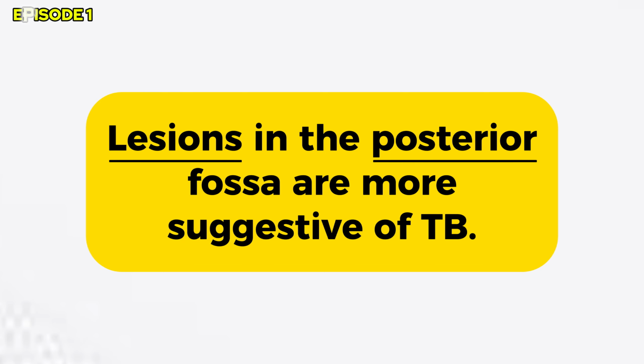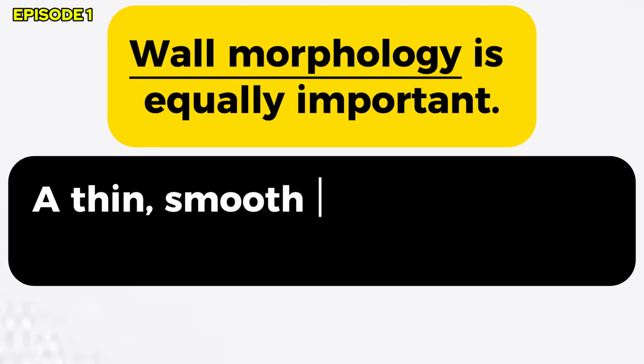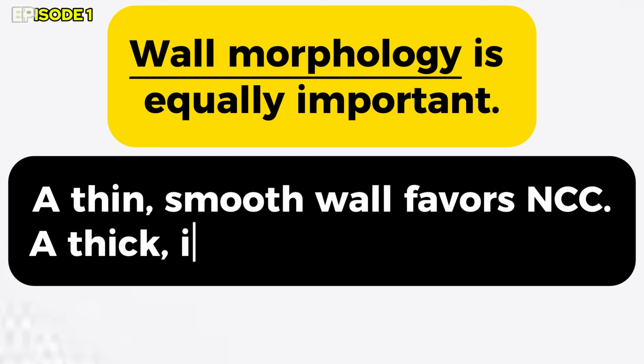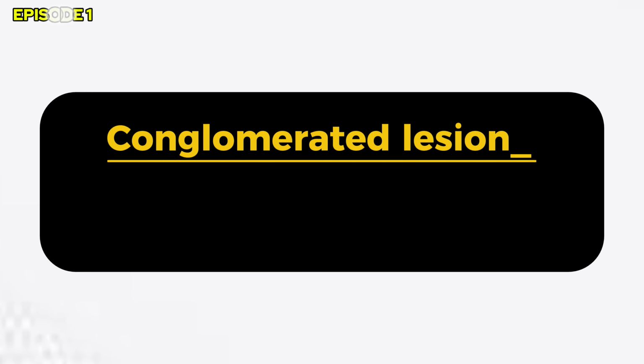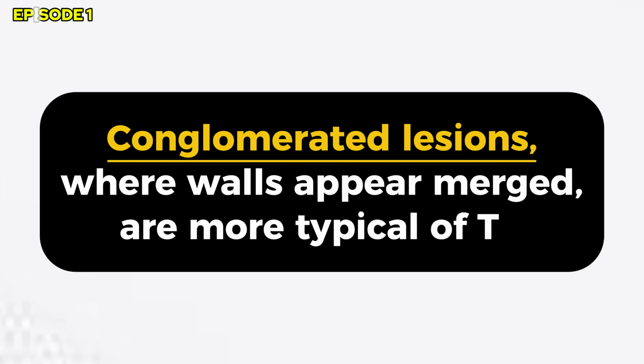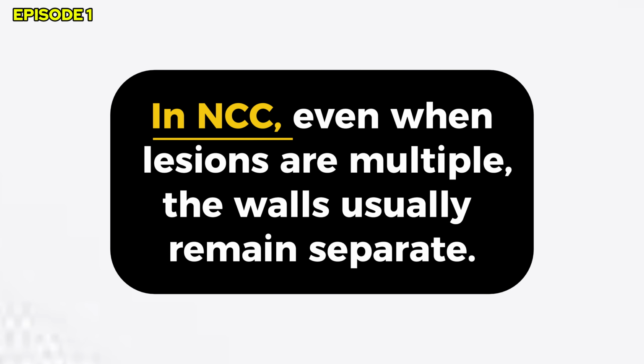So now coming to the next point. Next point is the size of the lesion and the wall characteristics. If it is more than 2 cm, more likely to be TB. Less than 2 cm, more likely to be NCC. Wall, if they are thin, smooth, more in favor of NCC. Thick wall, irregular wall, more in favor of tuberculosis. And lastly, the conglomeration. Conglomeration is a more characteristic feature of tuberculosis, and it is not that commonly seen in NCC. If at all seen in NCC, the walls will be separate for all the cysts. However, there will be merged walls in tuberculosis.